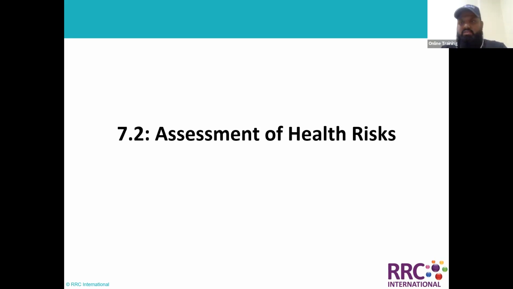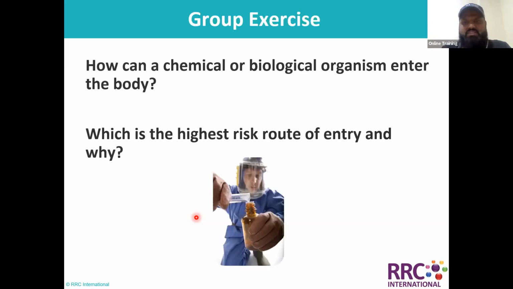Okay, well, guys, now we are going to discuss the assessment of health risks. And don't worry, just like you guys, I am also human, having family over here, and I'm also having my weekend. But we have to move fast. Now there is a group exercise. The group exercise is basically: how can a chemical or biological organism enter into the body? Which is the highest risk route of entry and why?